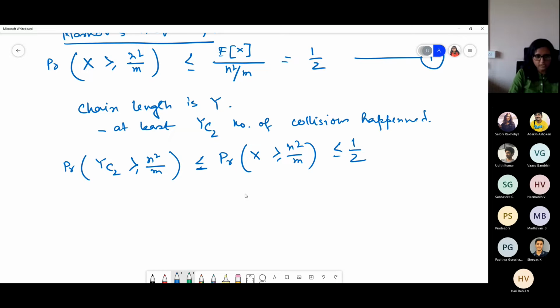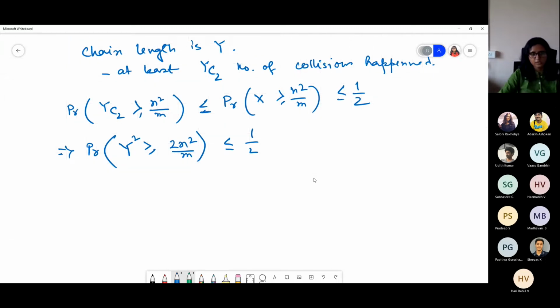So can you simplify it a little bit? That is probability of y is greater than or equal to, I need to do some steps here, y square greater than or equal to 2n square by n. It is lesser or equal to half.